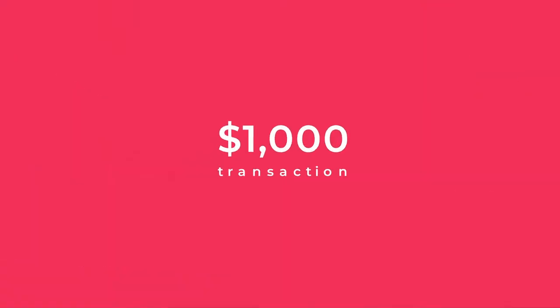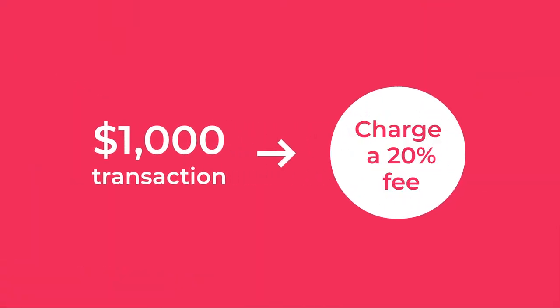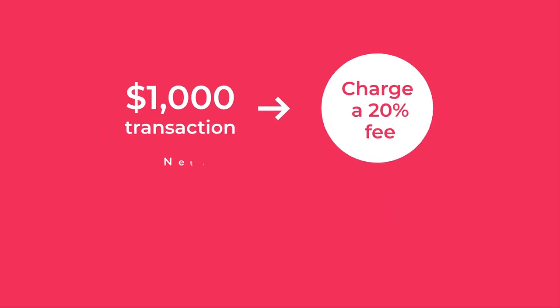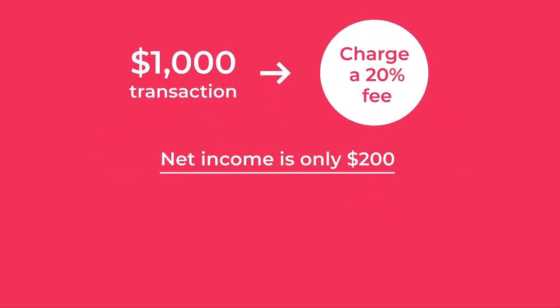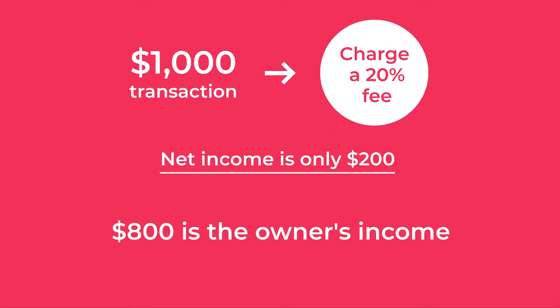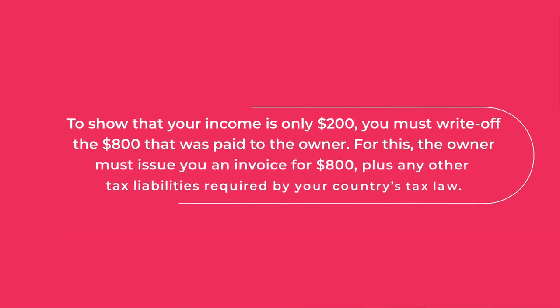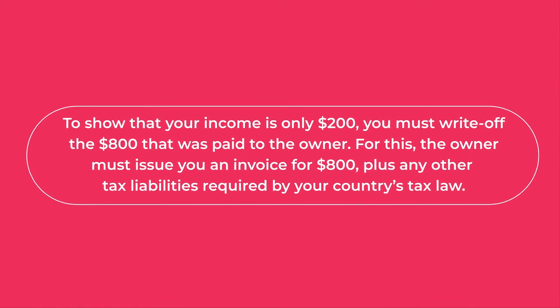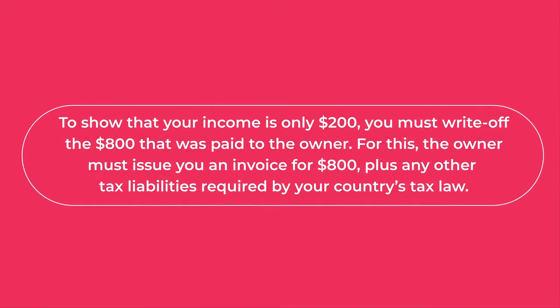For example, if in a $1,000 transaction you charge a 20% fee, your net income is only $200, while $800 is the owner's income. However, the tax authority may consider that your overall income is $1,000, since that is the amount attributed to you in your Airbnb account. To show that your income is only $200, you must write off the $800 that was paid to the owner.